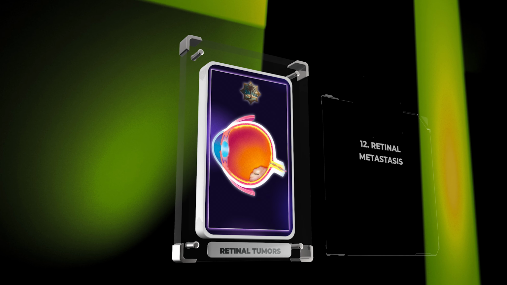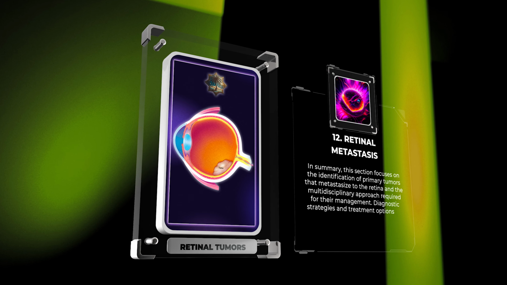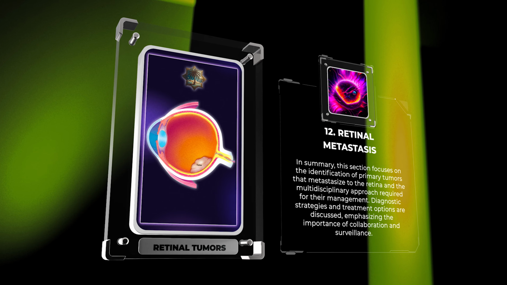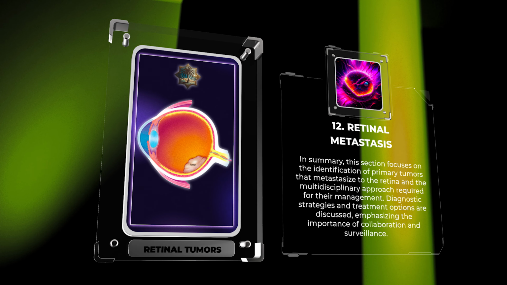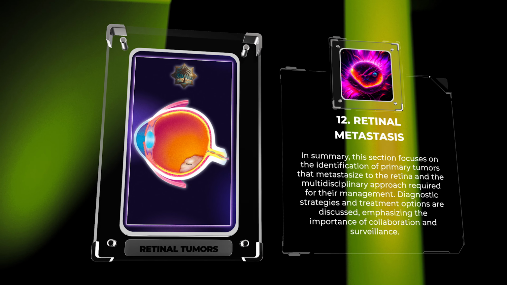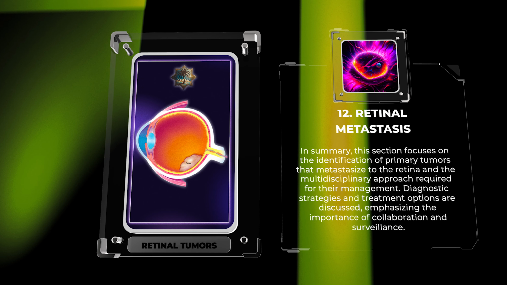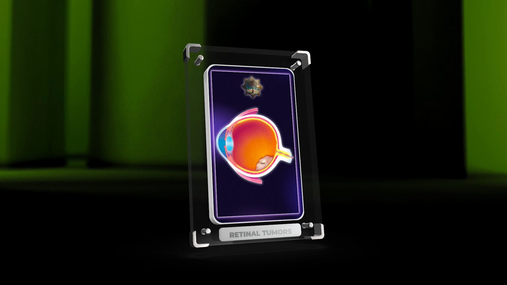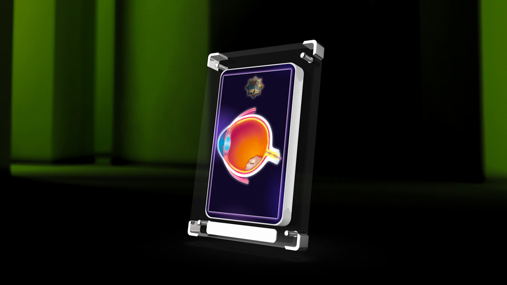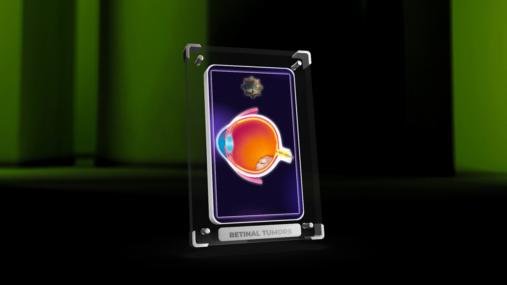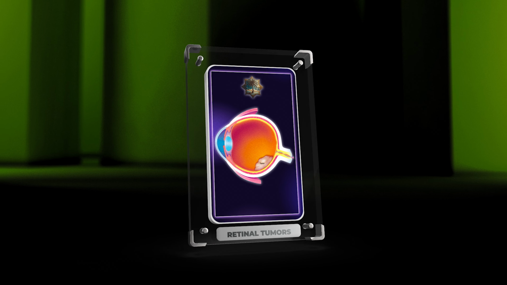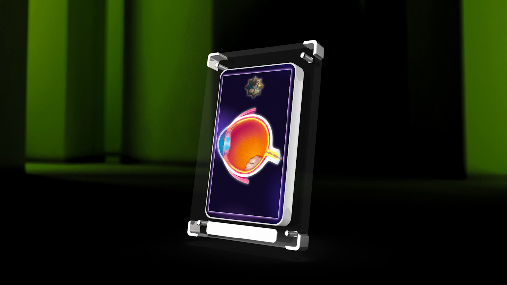In summary, this section focuses on the identification of primary tumors that metastasize to the retina and the multidisciplinary approach required for their management. Diagnostic strategies and treatment options are discussed, emphasizing the importance of collaboration and surveillance. In conclusion, different types of retinal tumors were discussed, including their features, diagnosis, and treatment. Collaboration and research are essential for improving patient care.